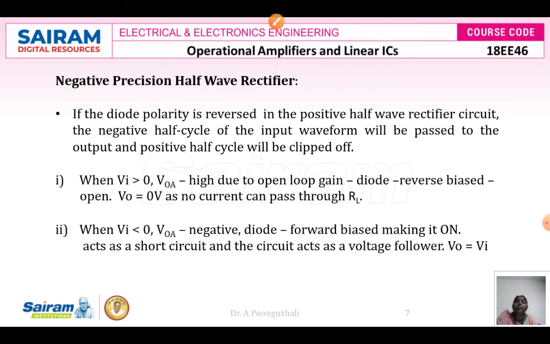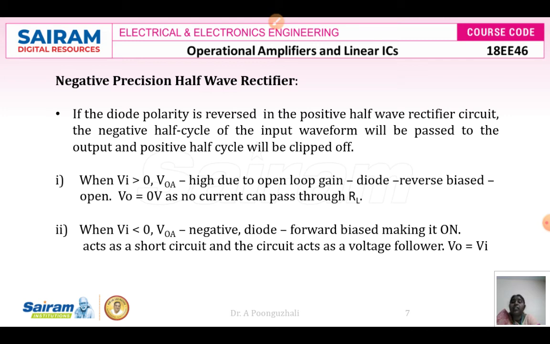Next is your negative precision half wave rectifier. So the negative precision half wave rectifier is, so what we said is here, if the diode polarity is reversed in the positive half wave rectifier circuit, the negative half cycle of the input waveform will be passed to the output, and the positive half cycle will be clipped off.